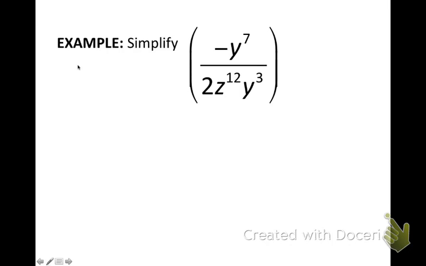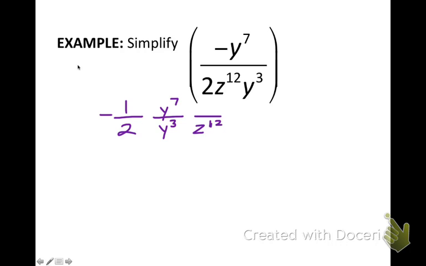All right, so now let's just focus on our x's and our y's and our z's. If you want, you can break it apart. I probably wouldn't. It would be pretty useless. But if we go with the idea of separating everything, I have a -1 and a 2 for my constants. Here I have a y to the 7th. On the bottom, I have a y to the 3rd. Here I have a z to the 12th in my denominator. Do I have any z's in my numerator?